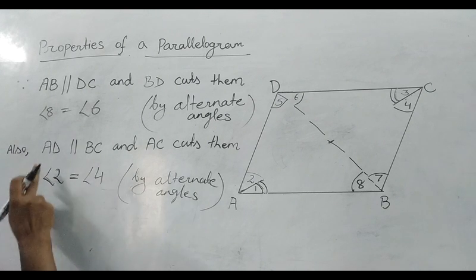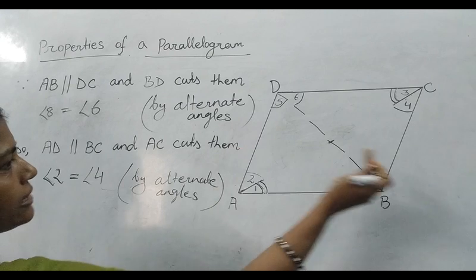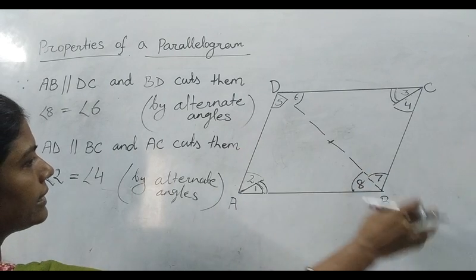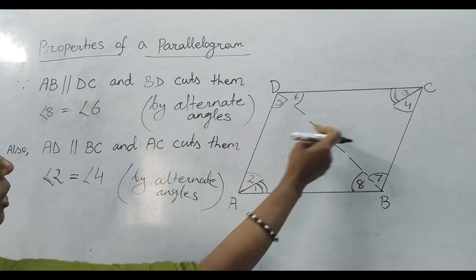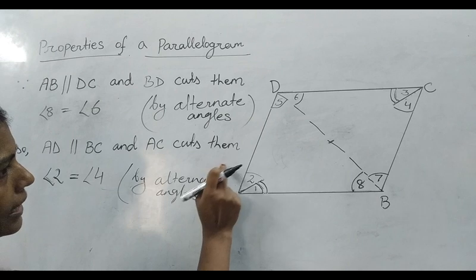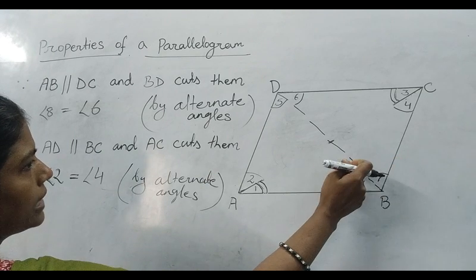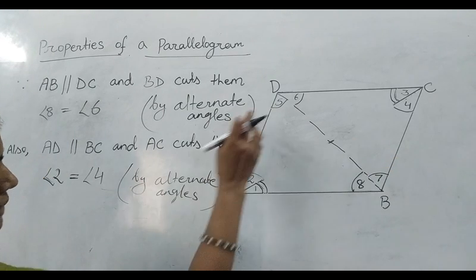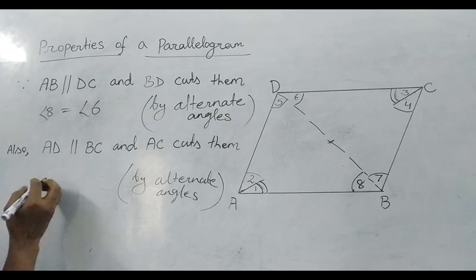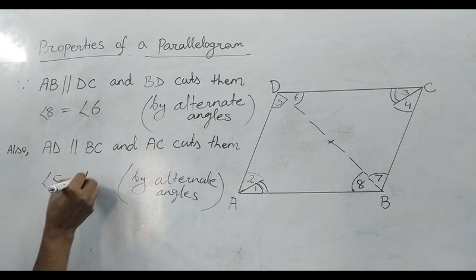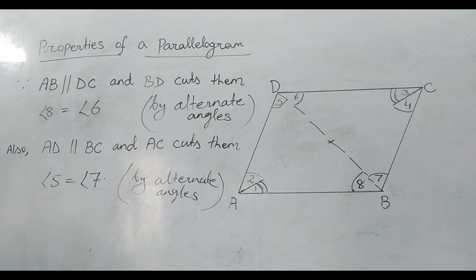Similarly, for this case, when we take AD is parallel to BC and BD intersect them, then in that case AD और ट्रांसवर्सल के बीच एंगल 5 बन रहा है और यहाँ पर BC और ट्रांसवर्सल के बीच एंगल 7 बन रहा है. So we can make angle 5 is equal to angle 7. Angle 5 is equal to angle 7. So this is one of the properties and it is an important property.